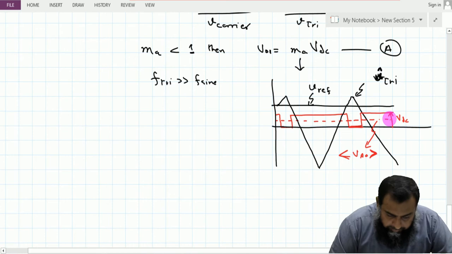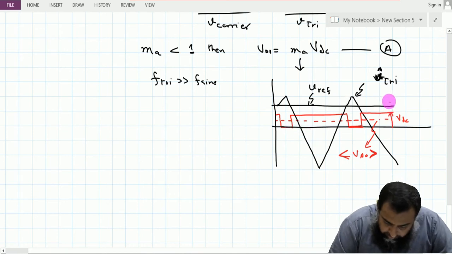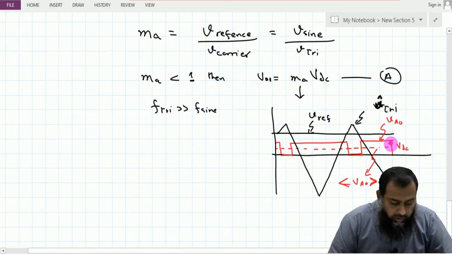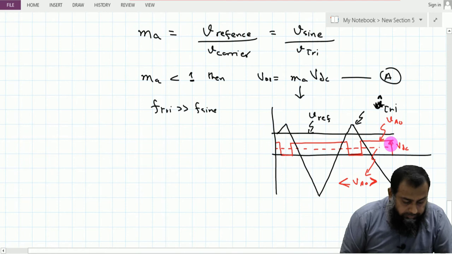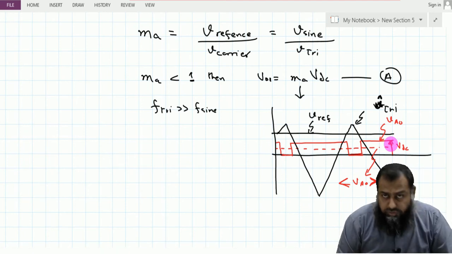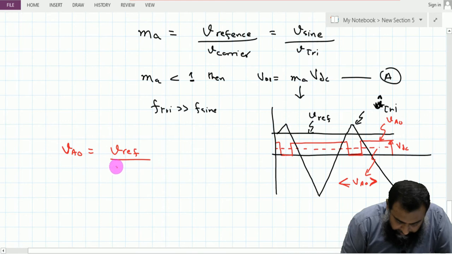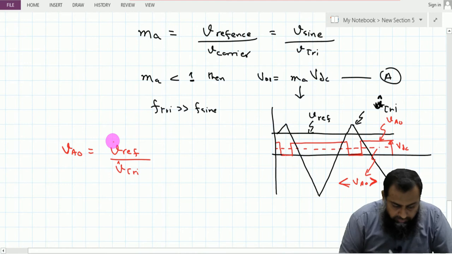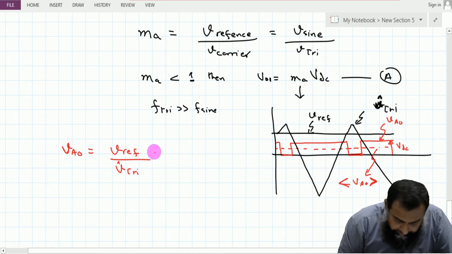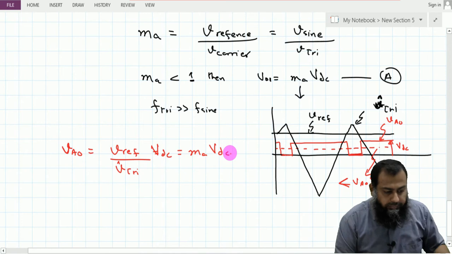This is VDC, and this solid red waveform is the VA naught. Now if you notice here, if it is averaged over one switching period, then VA naught is equal to V reference, the peak value of the reference waveform, divided by V triangular, multiplied by VDC. We get VA naught equal to MA times VDC.